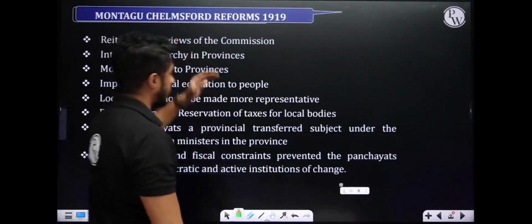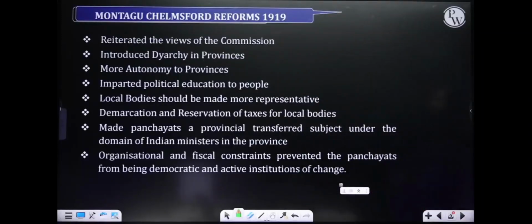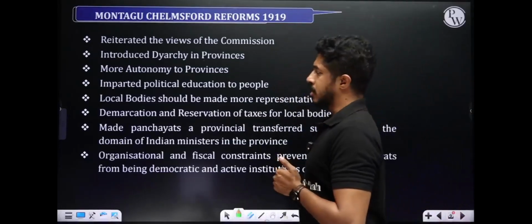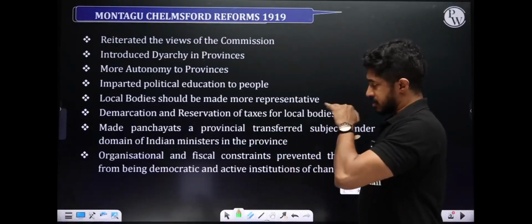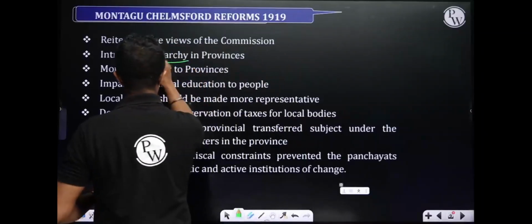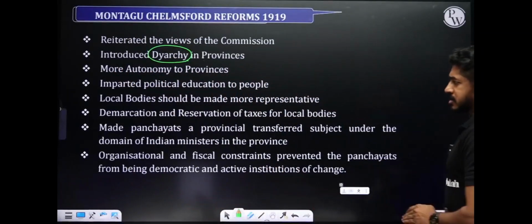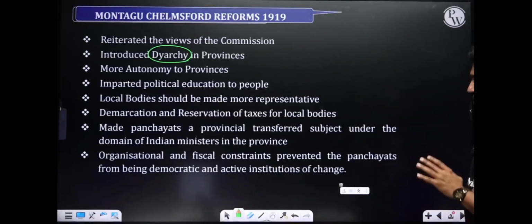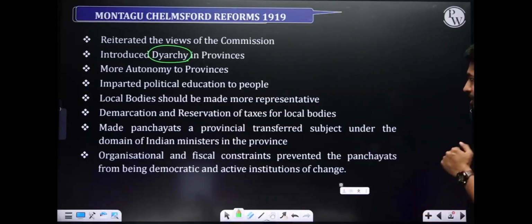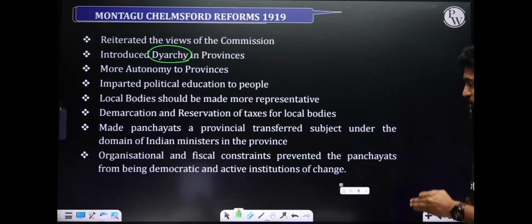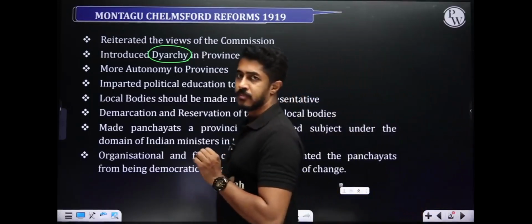Now, getting into the Montagu-Chelmsford reforms of 1919, he reiterated the views of the commission. Which commission? The Decentralization Commission. Introduced diarchy in the provinces. Diarchy we will be taking up separately, so don't worry. More autonomy to the provinces, imparted political education to people, local bodies should be made more representative, demarcation and reservation of taxes for local bodies, made panchayats a provincial transferred subject under the domain of Indian ministers in the province. Organizational and fiscal constraints prevented the panchayats from being democratic and active institutions of change.